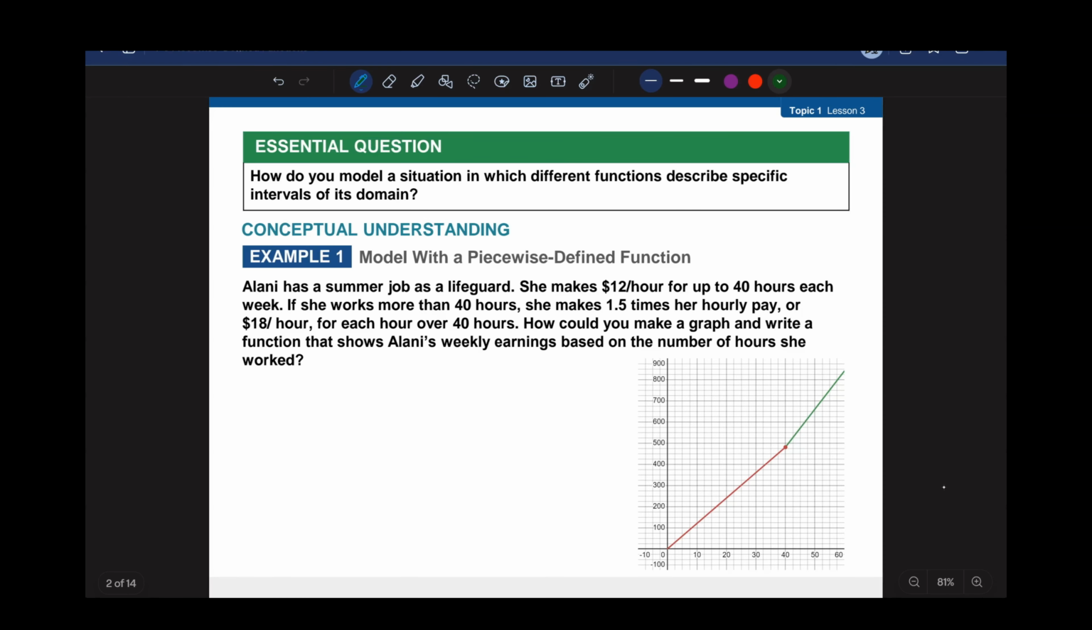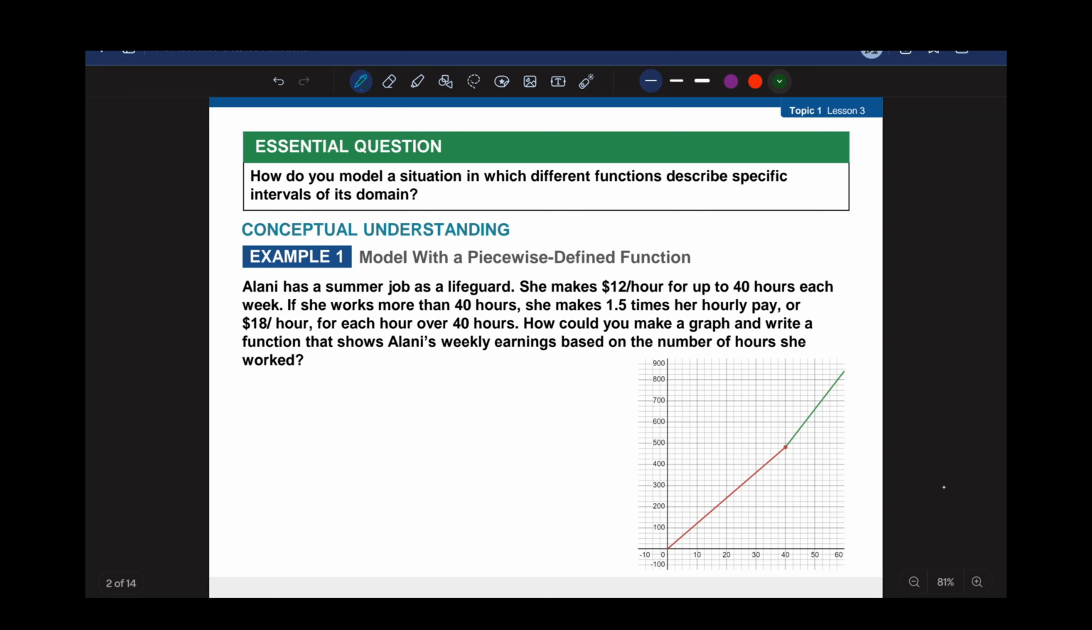Right, so in this lesson, we're going to be talking about piecewise defined functions. So here in example 1, Alani has a summer job as a lifeguard. She makes $12 an hour for up to 40 hours each week. If she works more than 40 hours, she makes 1.5 times her hourly pay, or $18 an hour, for each hour over 40 hours. We're supposed to make a graph, which I actually have already done.